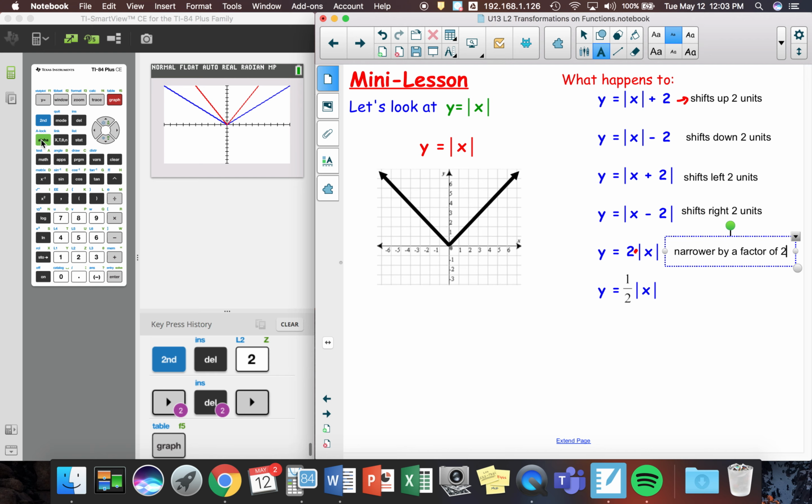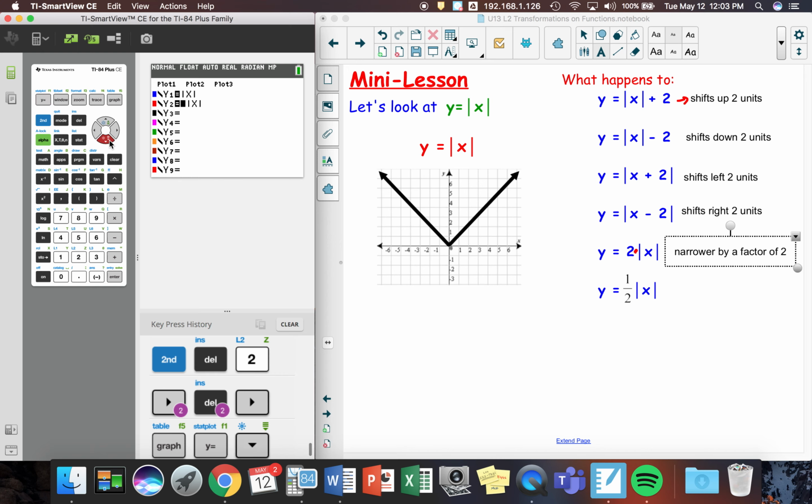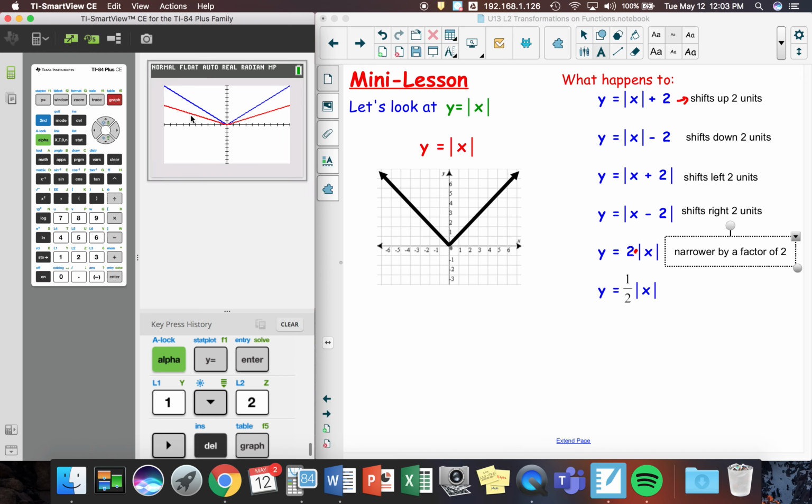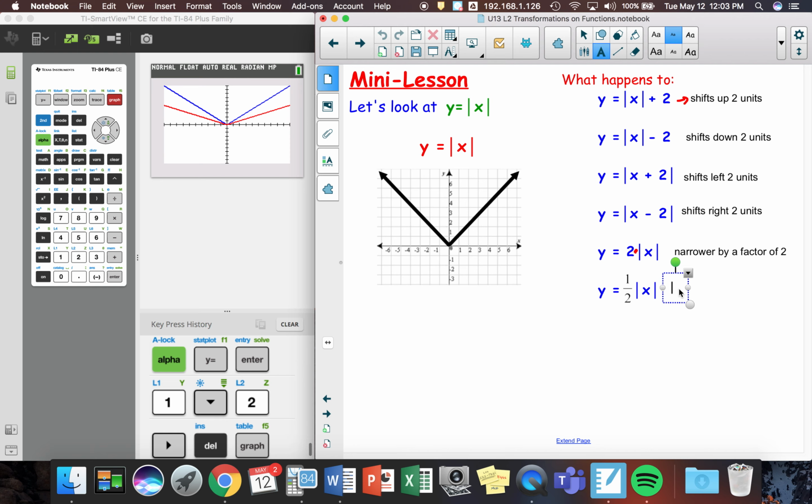So if it's half, something else is going to happen. So instead of 2, I'm going to put half. So 1 over 2. Okay. And as you can see, it's not getting narrower. We've got to figure out what's the opposite of narrower. I would say the opposite word for narrower would be wider. So it's getting wider by a factor of 1/2.